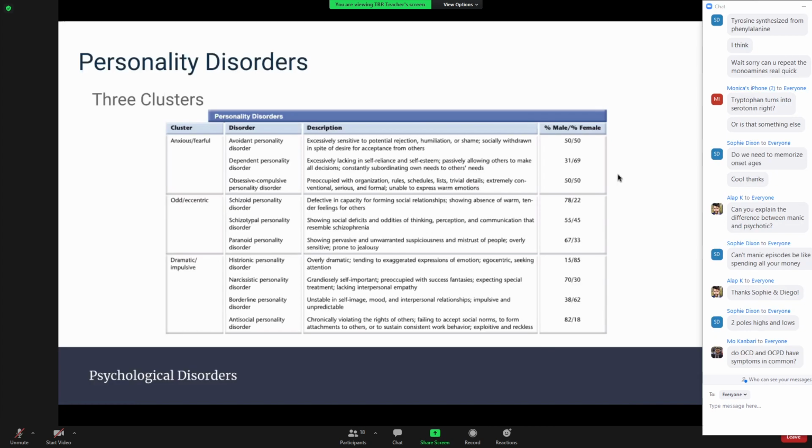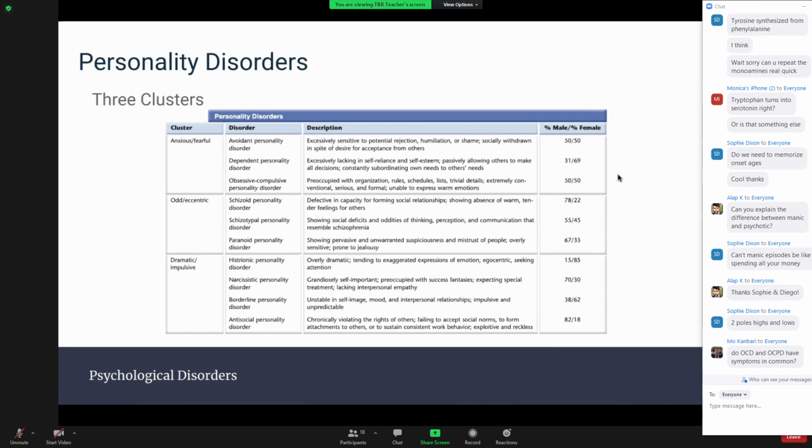Moving on to... no, wait. They don't have that many, because think about it this way: with OCPD, they think they're doing the right things. And this is the case for all of these disorders. They're egosyntonic.